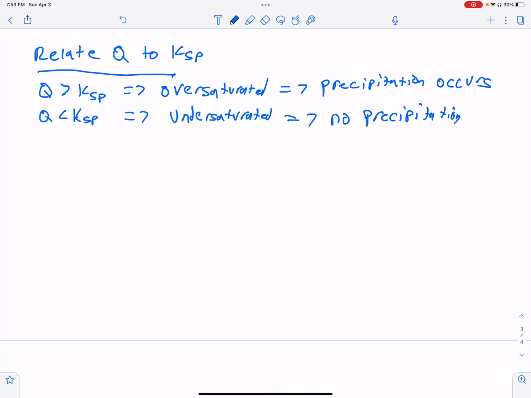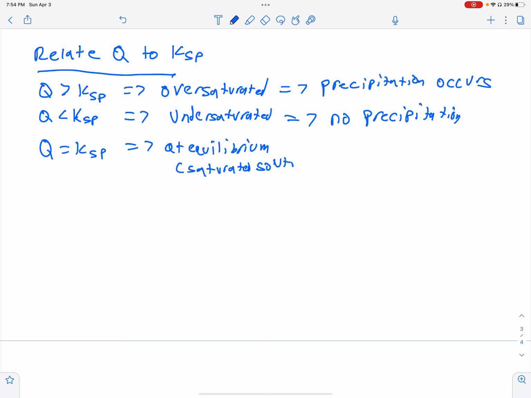Now, what if Q is equal to KSP? Well, in that case, you're at equilibrium. However, the solution is a saturated solution. However, no precipitate will occur. What does a saturated solution mean? Well, it's just at its maximum solubility.